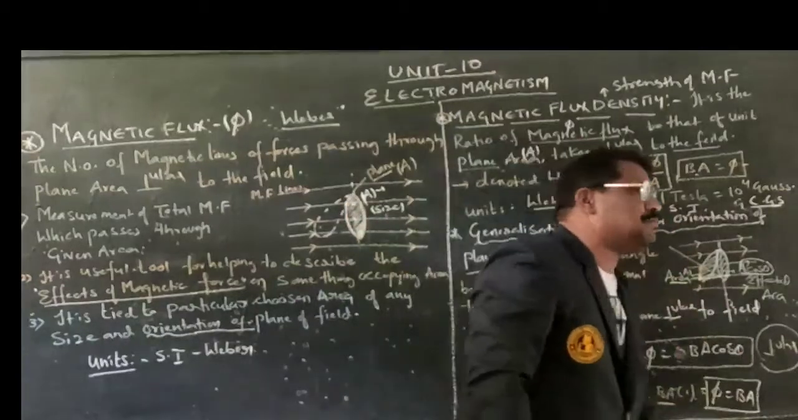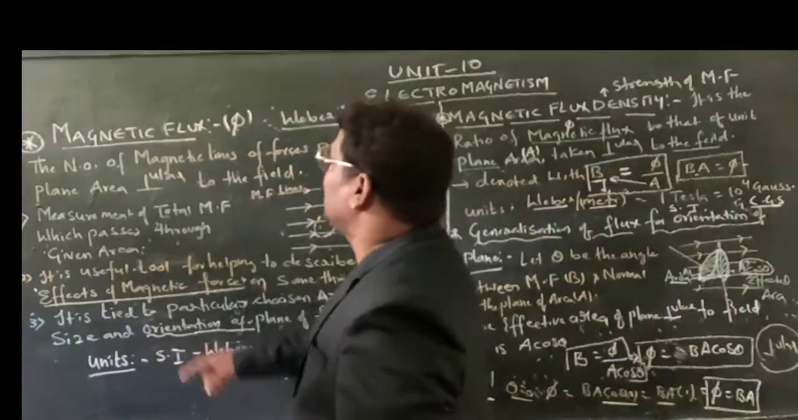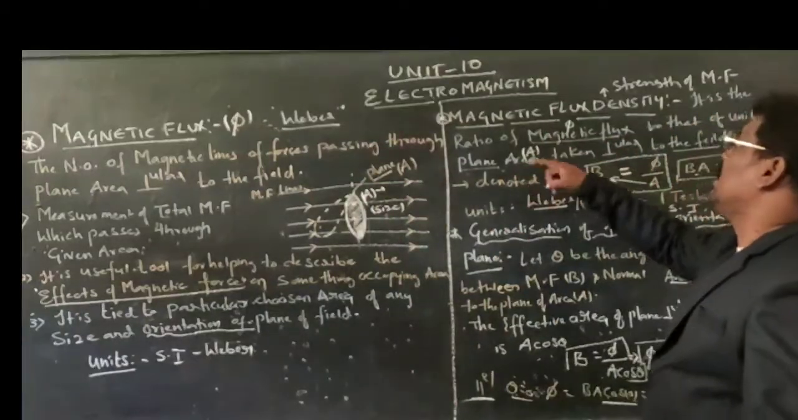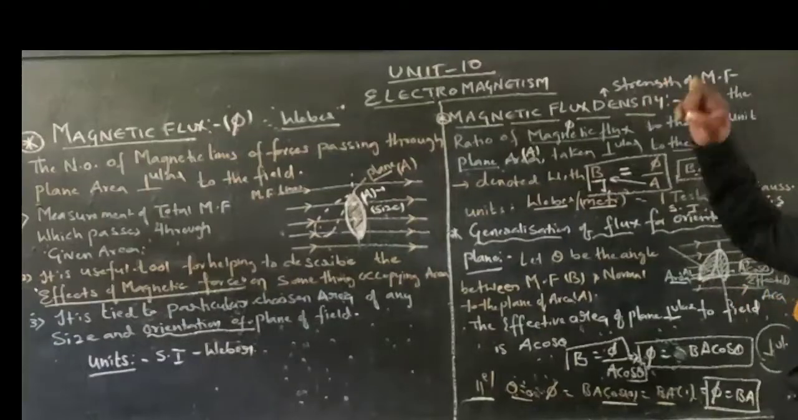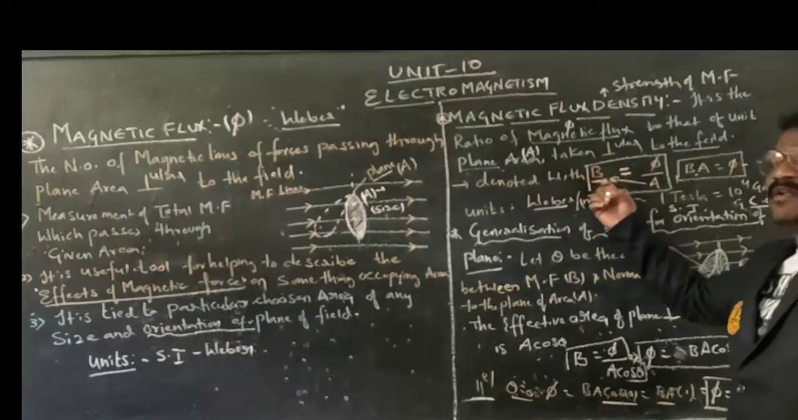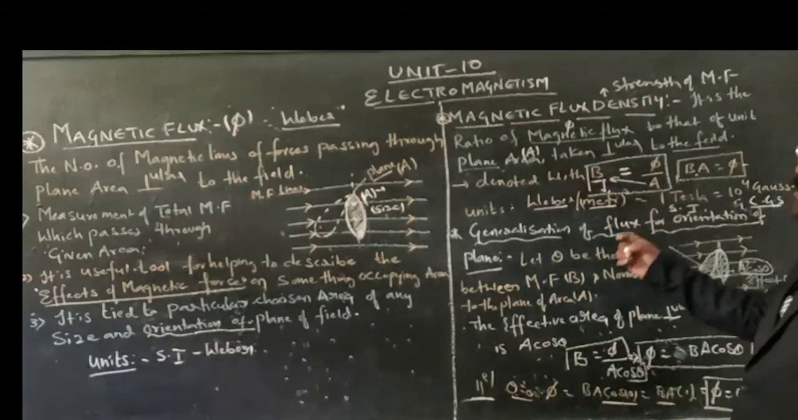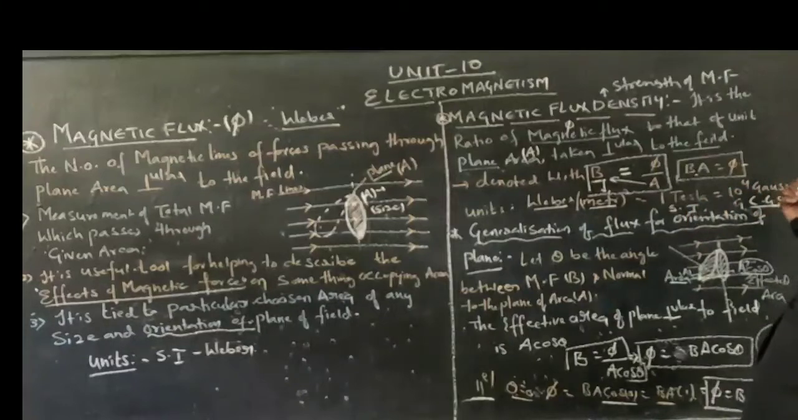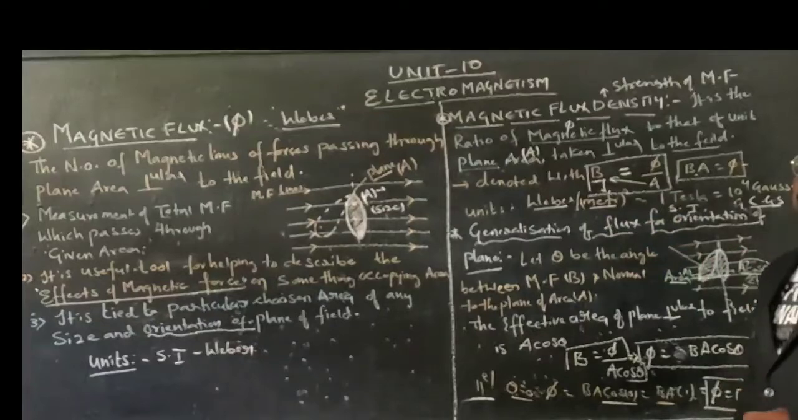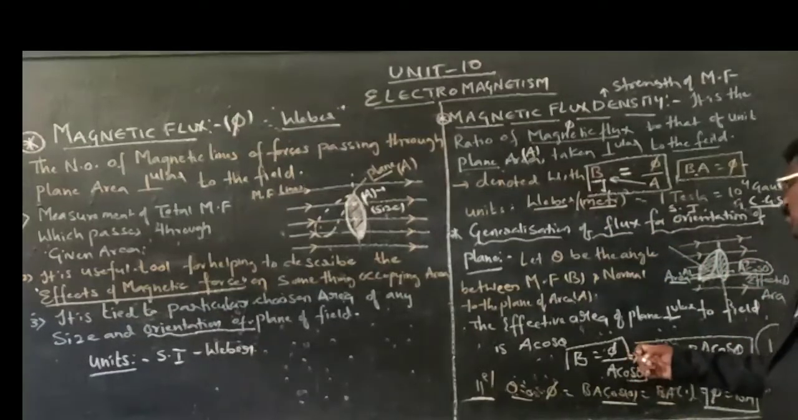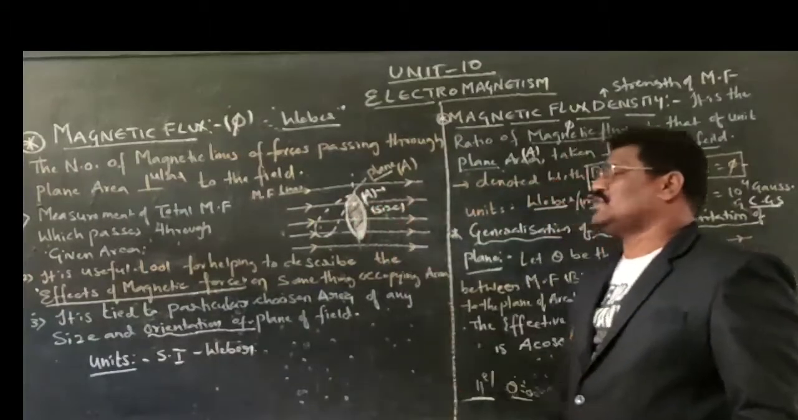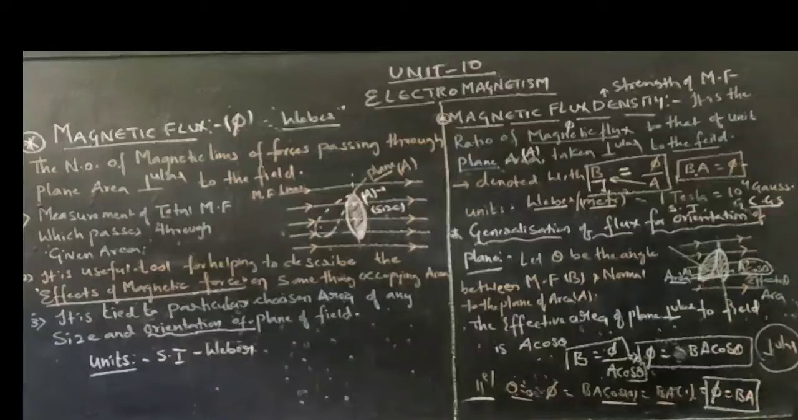This is the concept of magnetic flux, which is measured in units of Weber. Magnetic flux density, which denotes the strength of the magnetic field, is measured in Weber per meter square, which is equal to 1 Tesla, that is equal to 10 to the power of 4 Gauss. Then the generalization of flux for orientation of a plane: phi is equal to BA cos theta if it is perpendicular to the magnetic lines of force passing through that particular area.